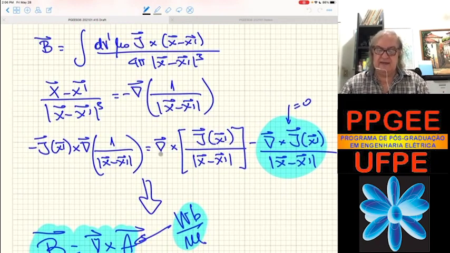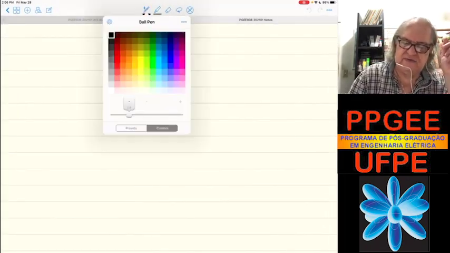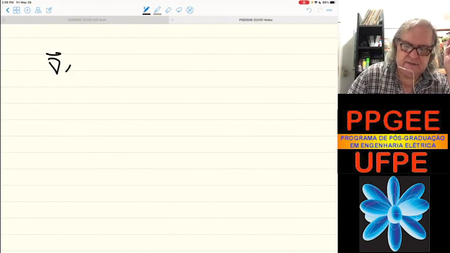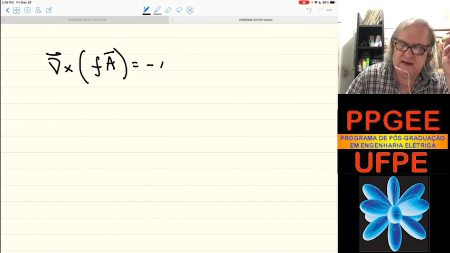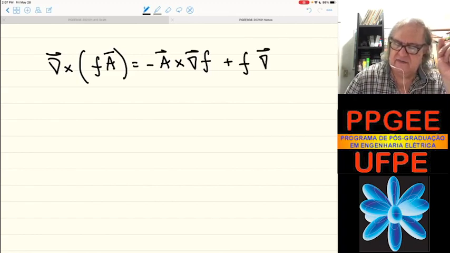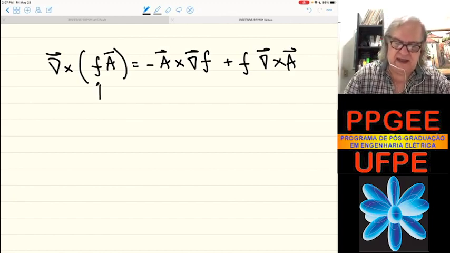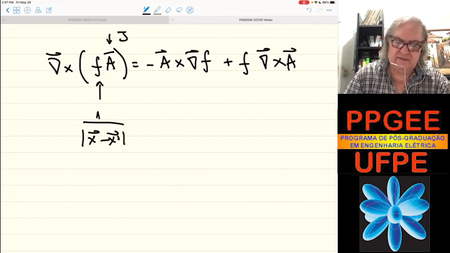So recall that we have an identity: the curl of a vector times a function equals minus the vector cross product with the gradient of the function plus the function times the curl of the vector. Let's write it separately here. That's the identity we use for that one. It's a chain rule that we have. We use f for the inverse function, and for A, we use J.